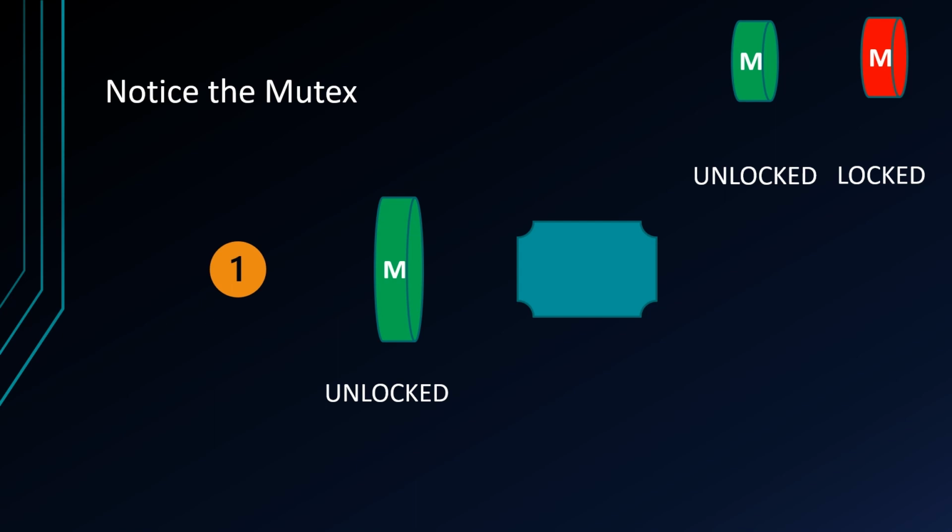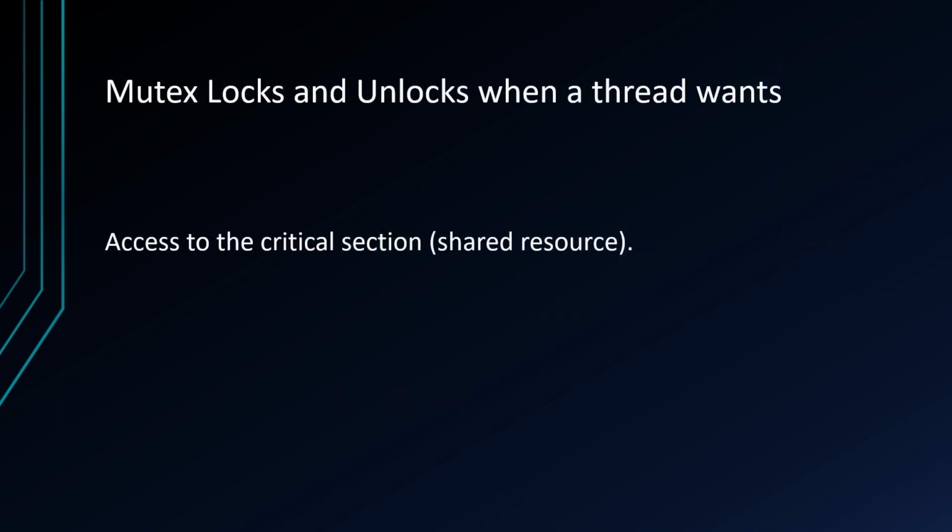Remember, the mutex only allows one thread to be in the critical section at a time, right? Because we don't want multiple people in there. Only one is invited to the party. So this guy goes in, he locks up that house, and he leaves, and he unlocks the house, right? That's all the mutex does. So you need the mutex when you're accessing a critical section or a shared resource. And mutex locks and unlocks when a thread wants to access the critical section or shared resource. Easy.